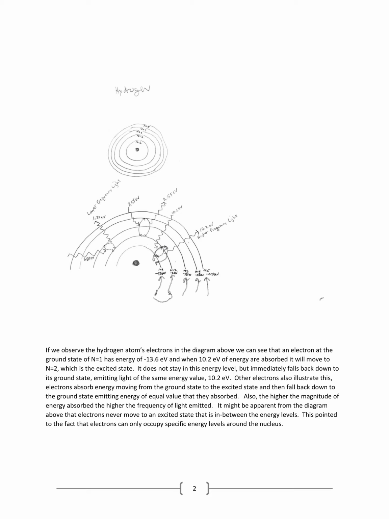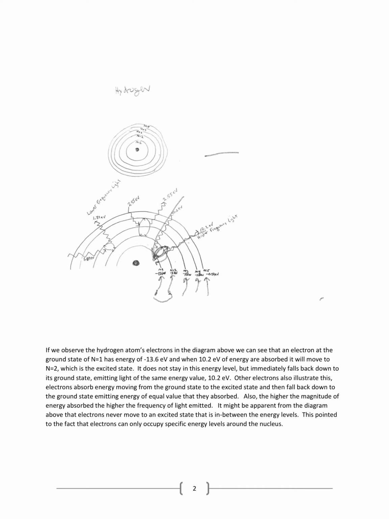Now, why does that happen? Well, if energy is absorbed by the electron, that electron will then move up to a higher energy state, and that's called the excited state. Then it immediately wants to fall back down to the ground state. When it does that, it releases energy. And we would observe that as potentially light, depending on the frequency.